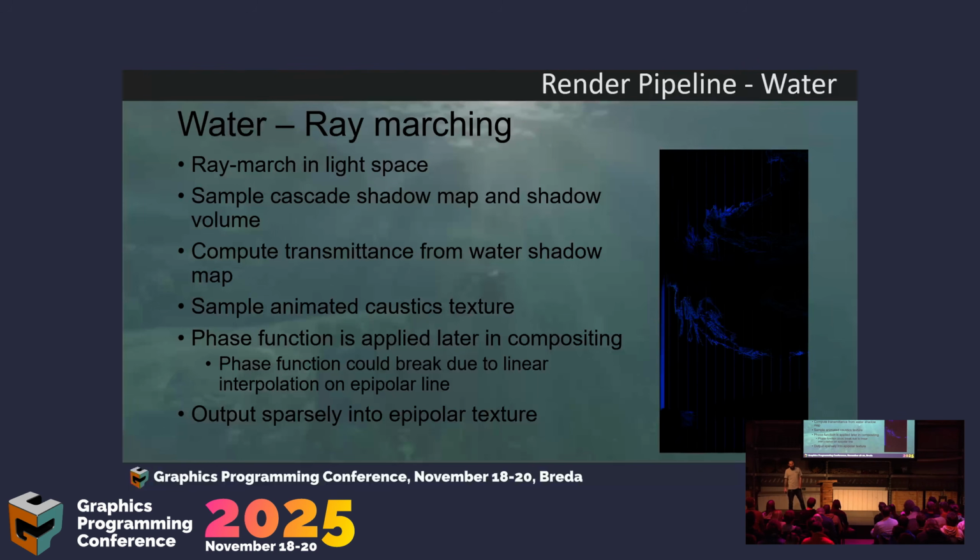We omit the phase function during ray marching because it could break due to linear interpolation. Instead, we apply it later in the compositing. The resulting in-scattering is sparsely written into an epipolar texture, as you can see on the right side of the slide. So basically, all the black areas are barely visible, but they are thinly written, and the blue stuff is written by the ray marching shader.